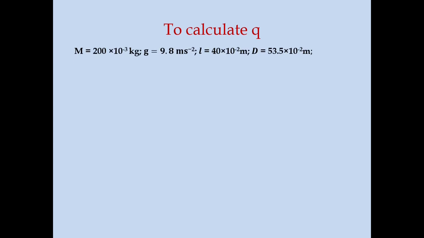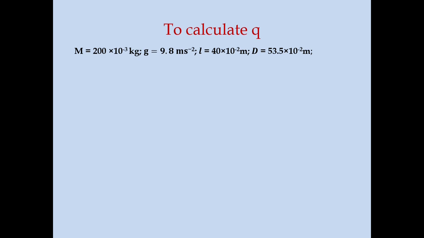Now let us calculate the Young's modulus Q. The mass for which the shift is found is 200 grams or 200 into 10 power minus 3 kilogram. When we write it in SI units, g we know is 9.8 meter per second square.